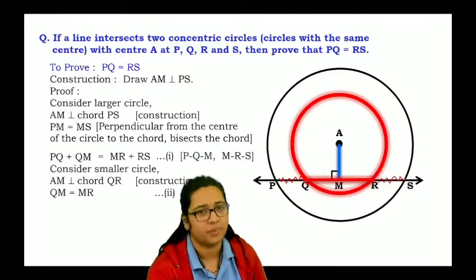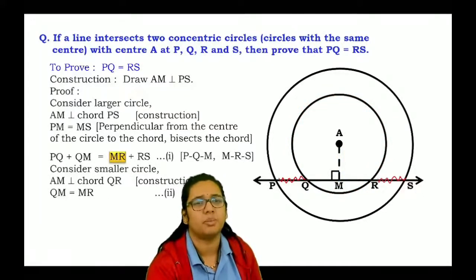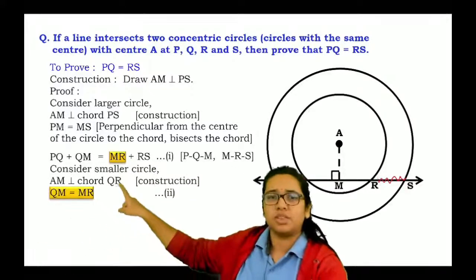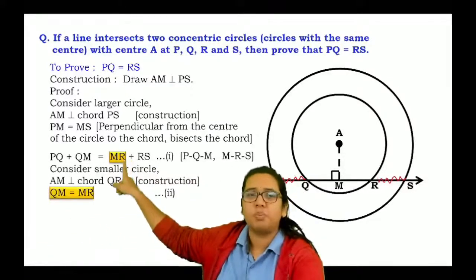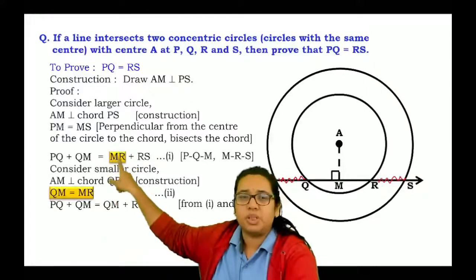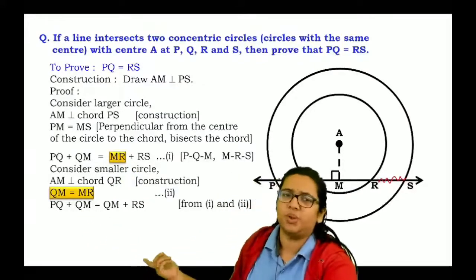Raja, is it okay? Fine. So we already know that QM and MR are equal. So for this first equation, we'll just replace this MR by QM here. So PQ plus QM is the same as QM plus RS.